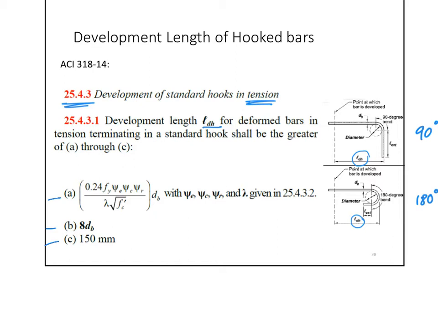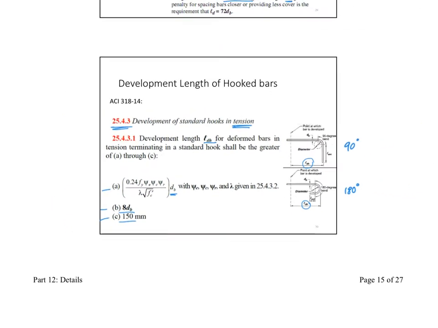Number 1 is 0.24 F yield psi E psi C psi R divided by lambda square root of F prime C times dB. A lot of times people forget to put the dB here. The second one is 8 dB and the third one is 150 millimeters. Remember, in the straight bars, it was a minimum of 300. For the hooked bars, it's a minimum of 150. 15 centimeters is your minimum.